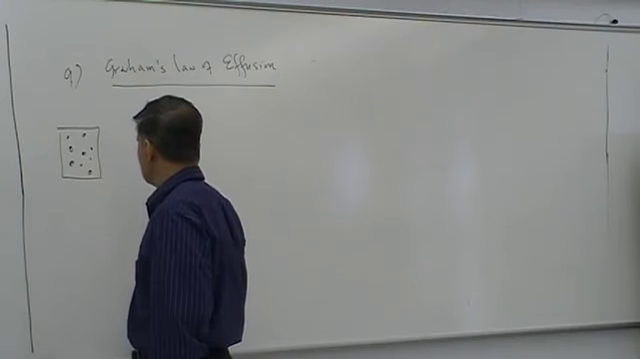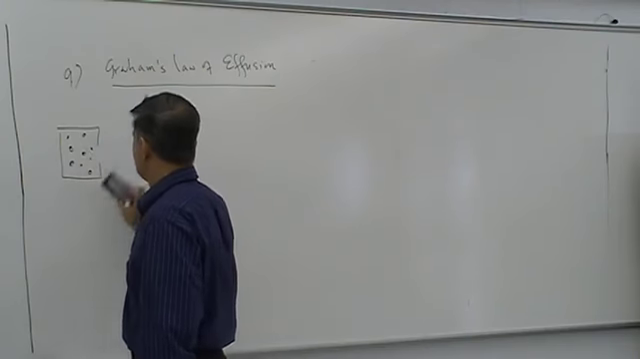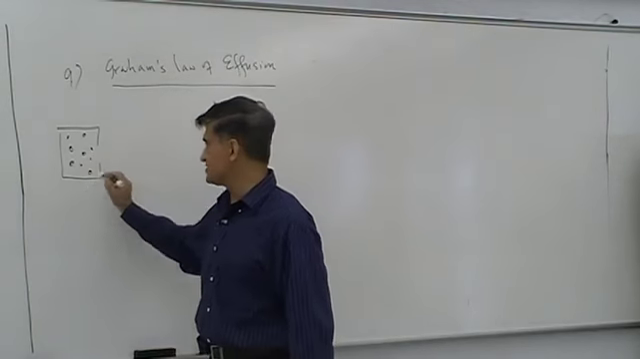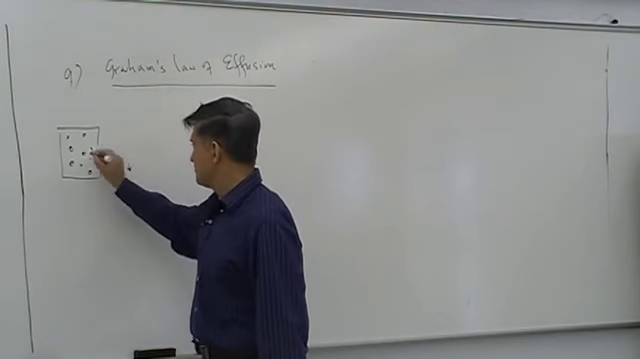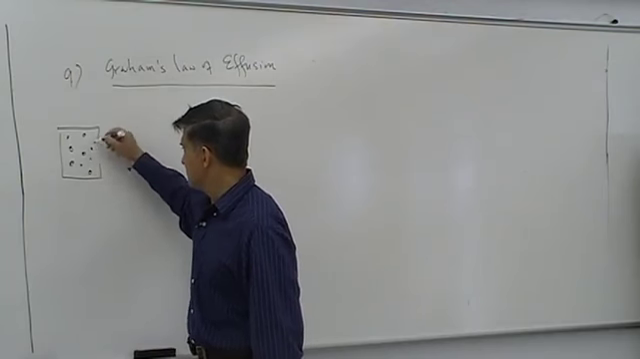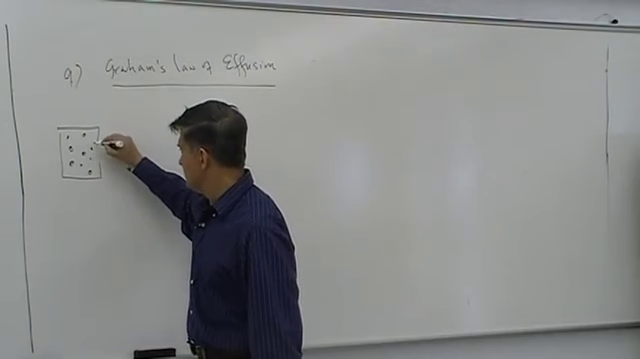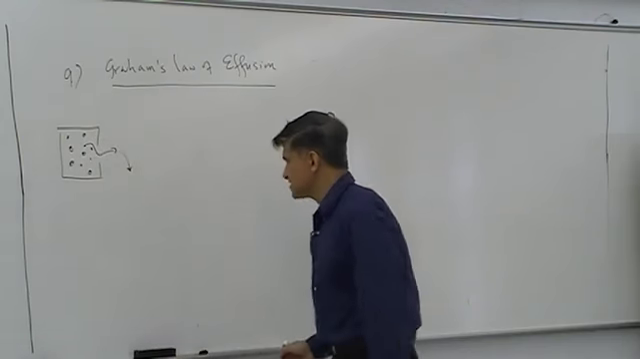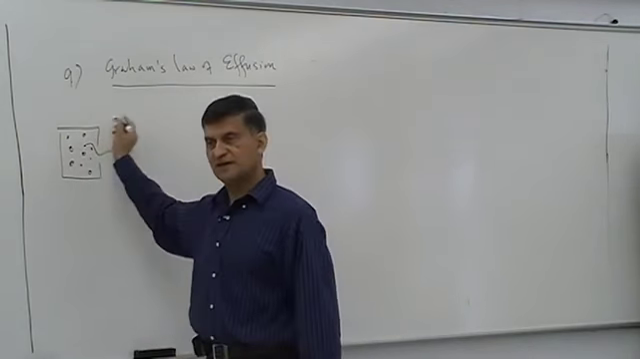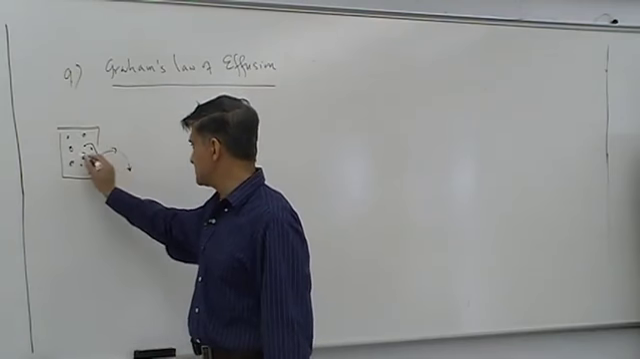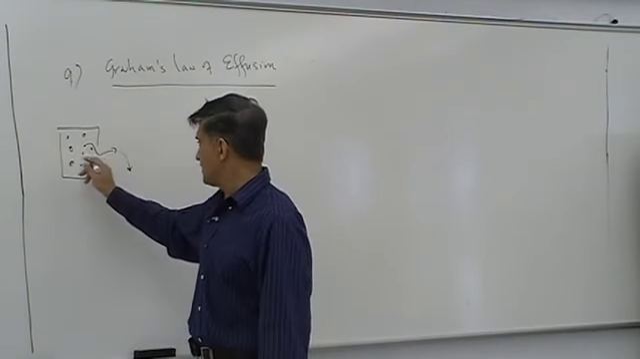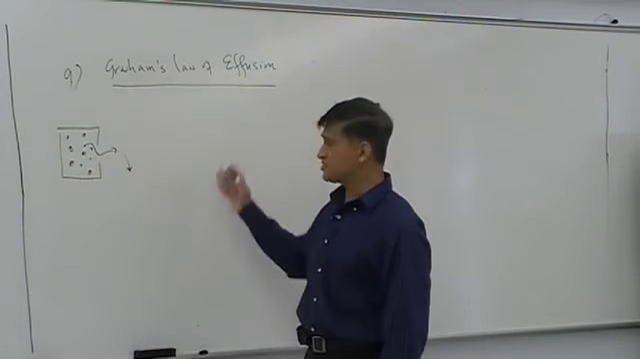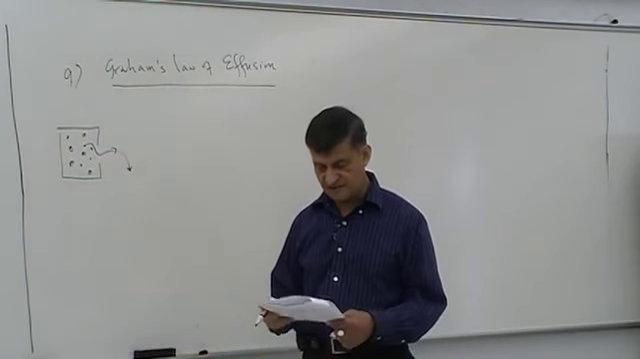And I made a small hole in here. But what you'd find out, the lighter ones, which are moving faster, would come out of this hole much faster than the bigger ones. And our common sense would say so, because lighter ones would be moving at random much faster, so there's a greater chance it would come along this path and come out. But in Graham's time, these were not that obvious.